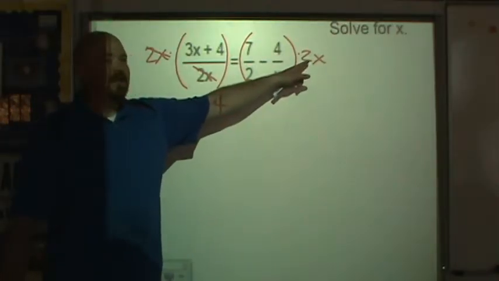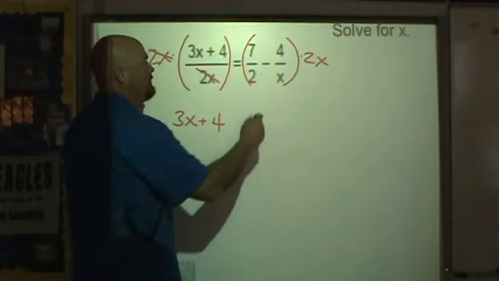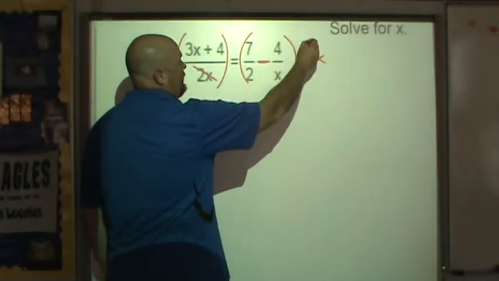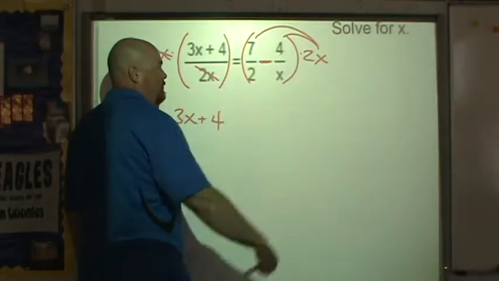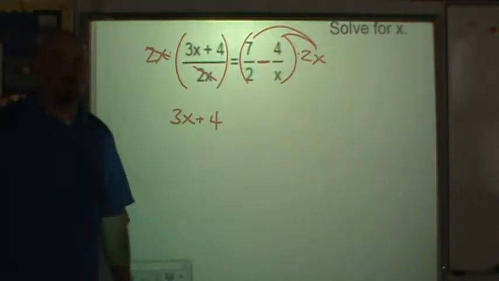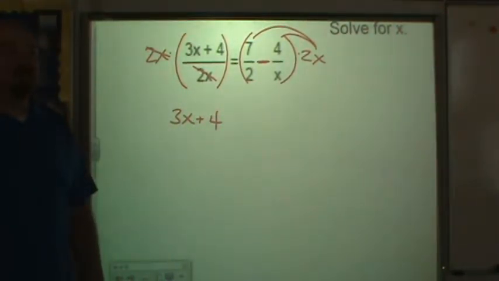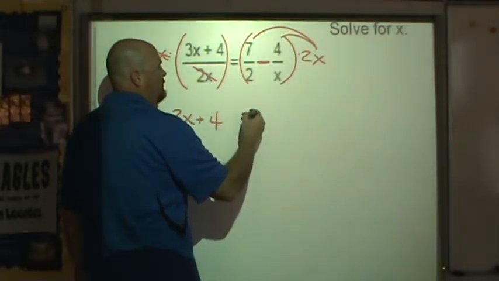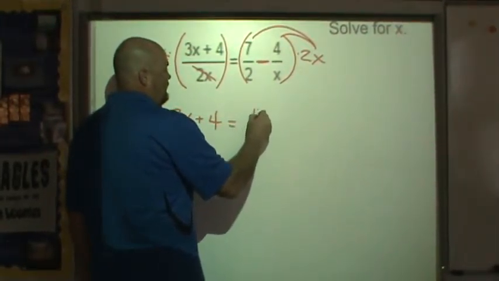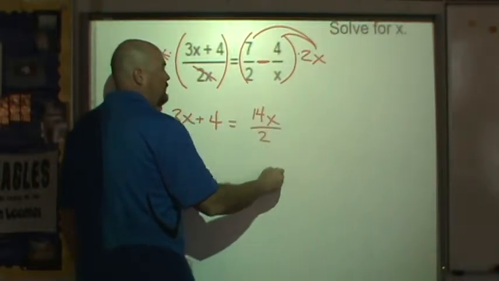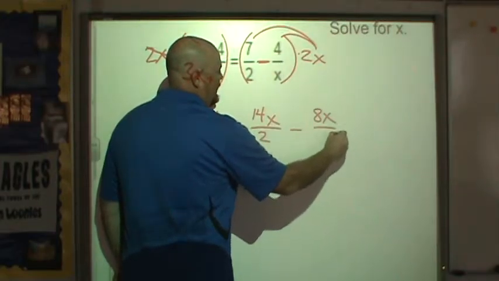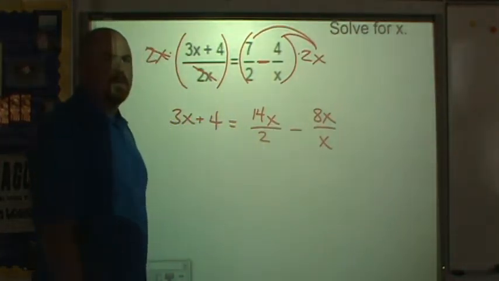Now here, this 2x, again, this is a binomial. There's a difference in here. So I have to distribute this to both of these terms. Because we're still early in the process here, we'll go slowly and spell this whole thing out. So if I do 2x times 7, that's 14x over 2, minus 2x times 4 is 8x over x.